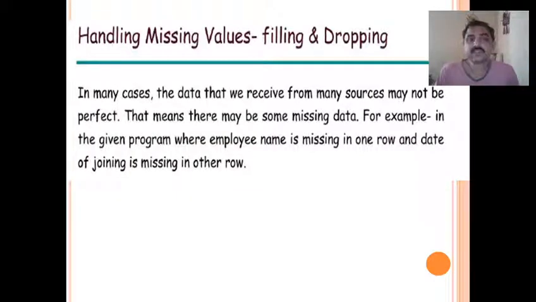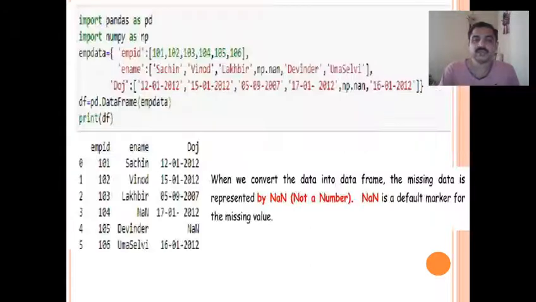There are some methods to handle these missing values. If you want to fill some data in place of the missing value, or you want to delete those entries, you can do so using some functions. We'll see how to handle missing values, by filling or dropping. In many cases the data we receive from many sources may not be perfect. That means there may be some missing data. For example, in the given program the employee name is missing in one row and the date of joining is missing in another row. Clear? So how to handle this? We'll see some methods to handle this.